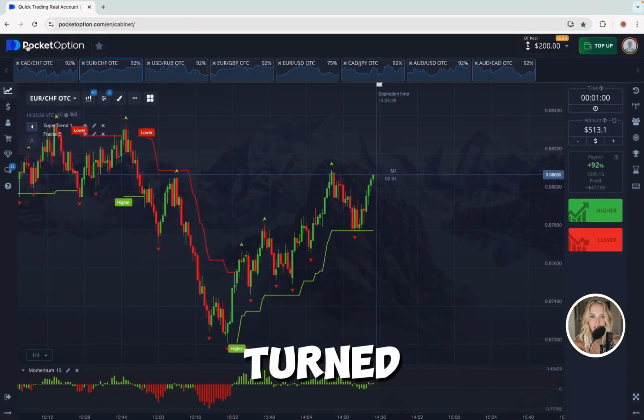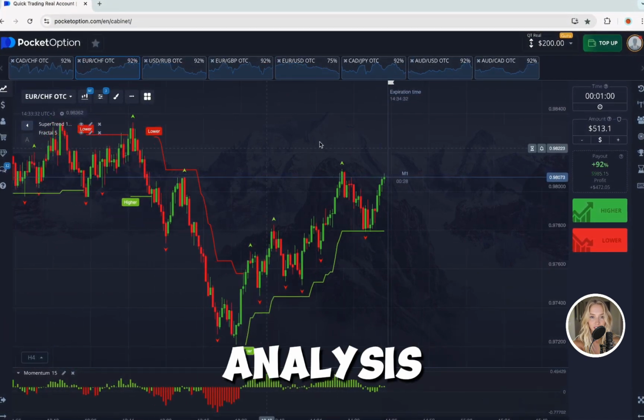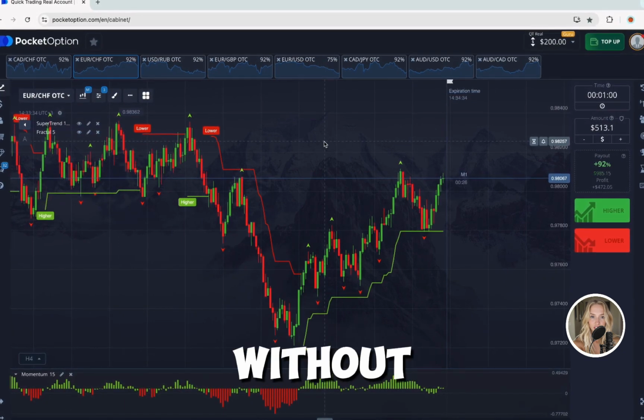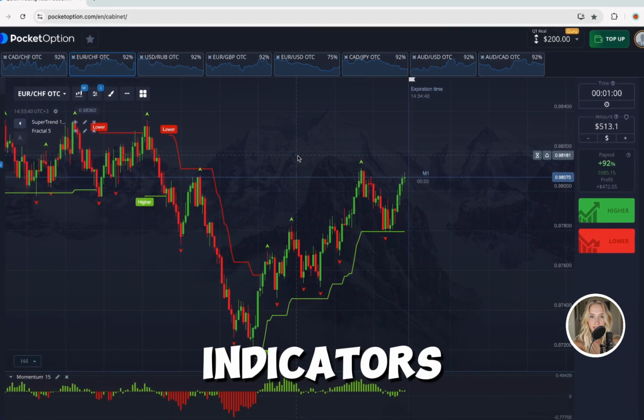This is how trading turned out today using this set of indicators. When working with this strategy, market analysis is very important, and without this, I do not advise you to use this set of indicators in your trading.